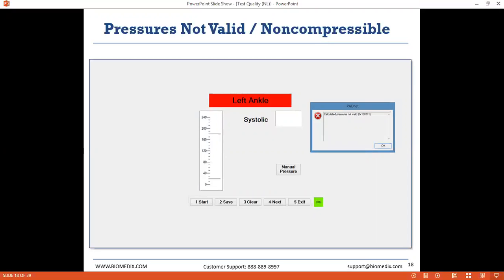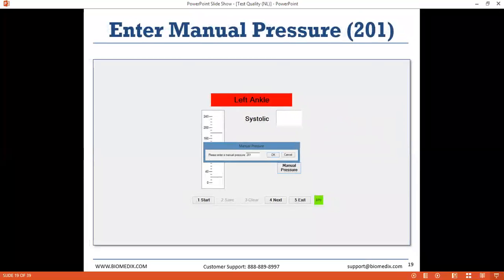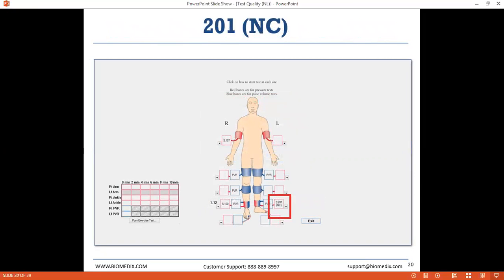So the solution to that is to enter a manual pressure of 201. That's an indication to the system, the computer, and the interpreting physician that you weren't able to get a pressure at that location. Setting it as 201 does, you can see here on the PADman, it literally displays as 201 NC for non-compressible to signal to the doctor what's going on in the leg.